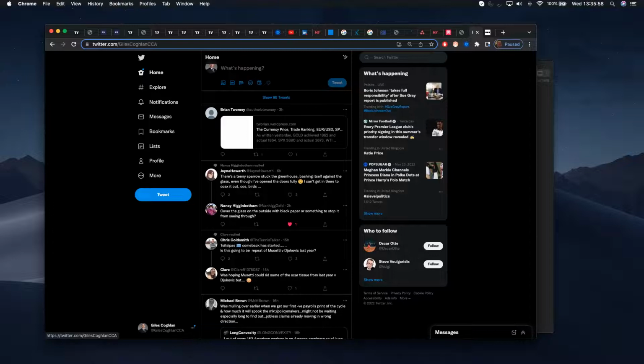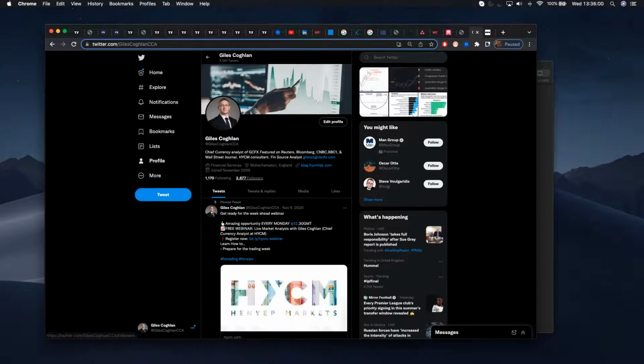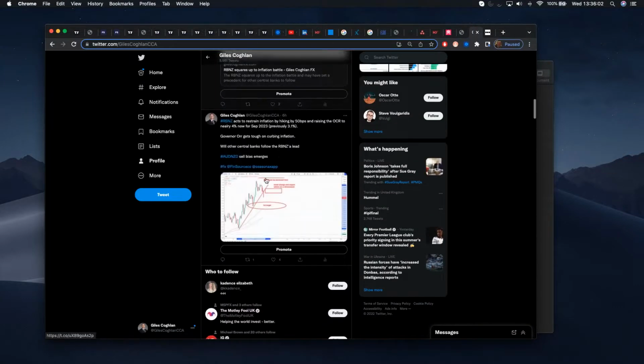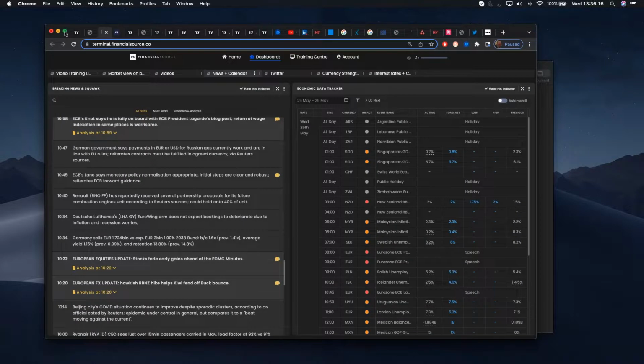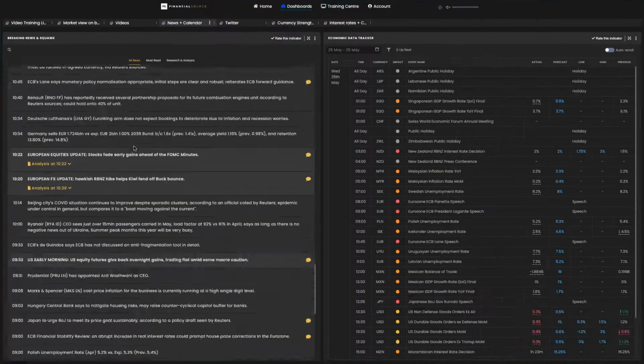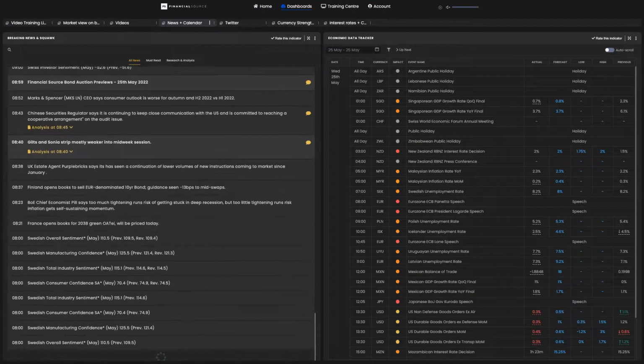And you can see here that I gave some breaking news on what this meant. RBNZ acts to restrain inflation by hiking by 50 basis points and raising the official cash rate to nearly 4%. Will other central banks follow? Aussie, New Zealand dollar sell bias emerges. I gave a little outlook there. Now I'm going to talk you through the rationale for that, but do follow me on Twitter because I update and do breaking news there.